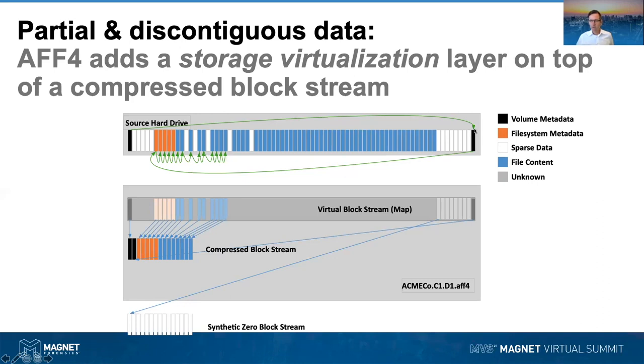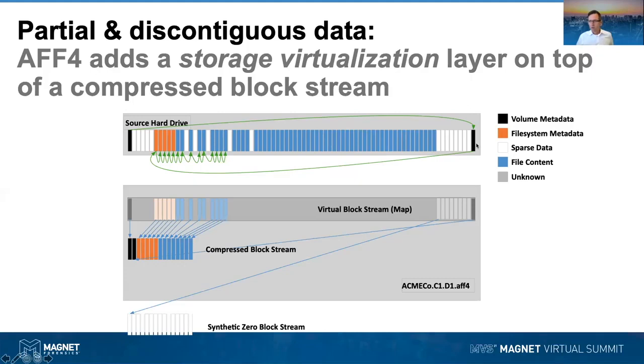For example, a UEFI partition scheme could store some data there. So again, we can read that block, compress it, store it down in the compressed block stream. So you can see now that the blocks are being stored out of order. And then we would store the map entry in the virtual block stream, which shows us where that particular block belongs in the virtual address space.